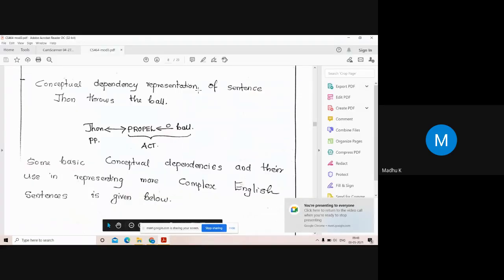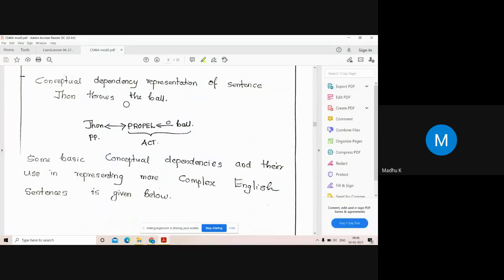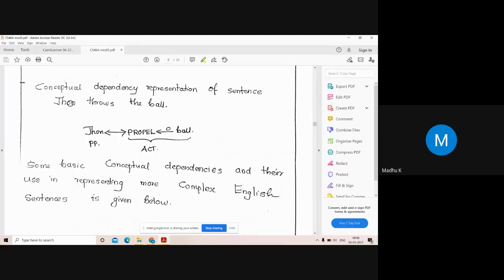Okay, next we want to discuss the conceptual dependency representation of "John throws the ball." Here, who is the picture producer? PP is John, and he throws the ball. The primitive act is propel, and the ball is the object in this sentence.